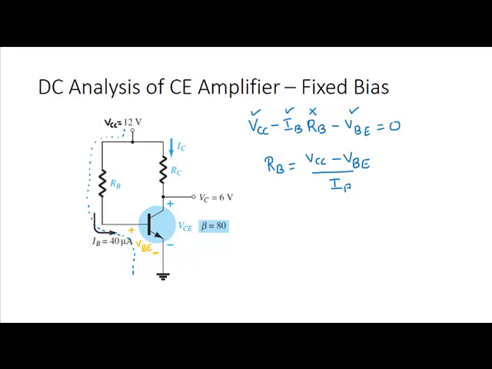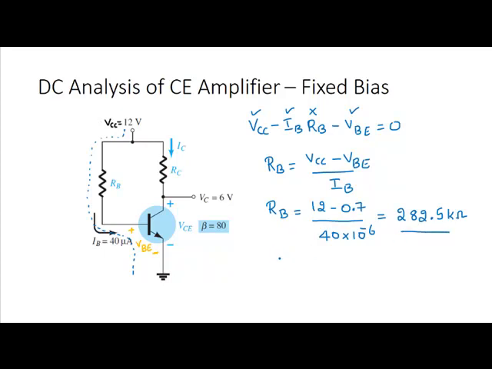So let me plug in all the values that we know into this equation. VCC is 12, VBE is 0.7 and IB is 40 into 10 power minus 6 ampere. This gives me a value of 282.5 kilo ohm. So this is the value of RB. Okay, so I found out the first parameter RB, which is 282.5 kilo ohm.